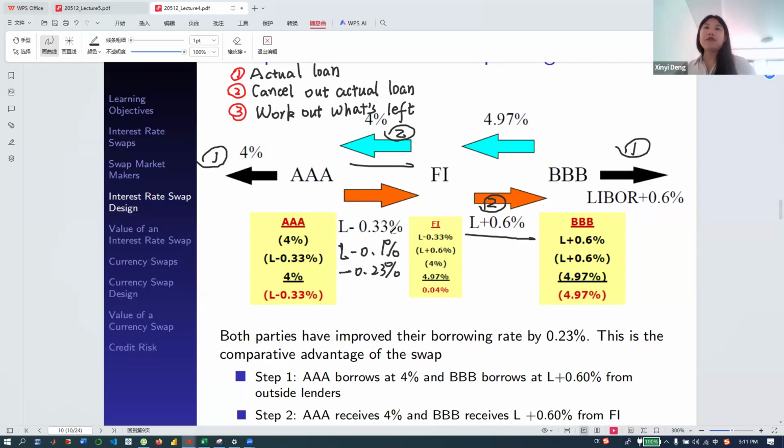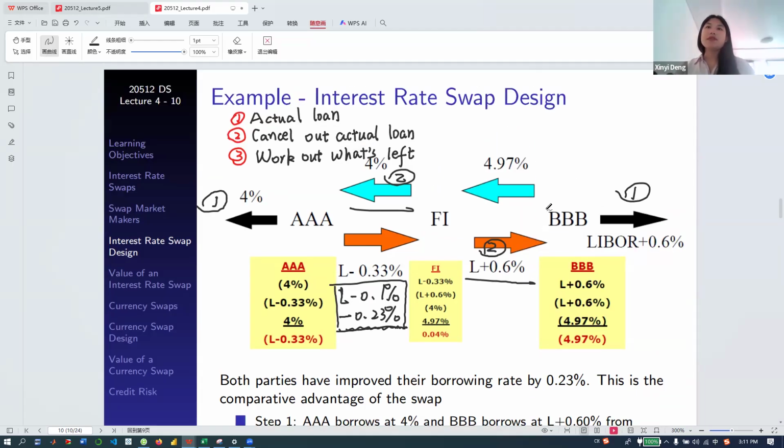So instead of borrowing directly from the higher rates in the floating rate market, the AAA is able to borrow at this cheaper rate, which reflects their gains from the comparative advantage of the swap contract. And the same applies to the BBB Corp. So now BBB Corp has to pay out some cash flow to the financial intermediary, right?